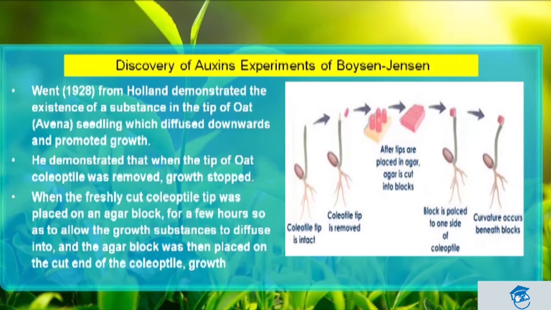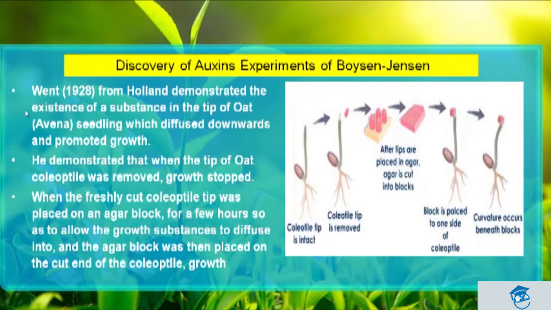Now, a freshly cut coleoptile tip was placed on an agar block for a few hours so as to allow the growth substances to diffuse into the agar block, and the agar block was then placed on the cut end of the coleoptile. Growth appeared. I'm explaining you here. This is the diagrammatic representation of this experiment, which was performed by Boysen and Jensen, who discovered auxin.